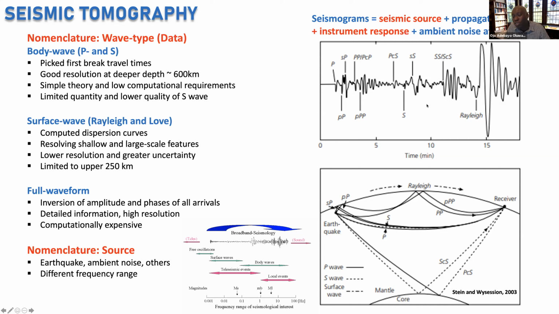So we also have a generation of models where we have a combination, where people do joint inversion of both body wave and surface wave just to take advantage of the complementary sensitivity of these data sets to one another, and then build a model that is much more robust. But in recent generations of models, we have what we call full wave tomography. In full wave tomography, rather than just pick each of these seismic phases, why not use all of the information? In this case, we're using all of the amplitude and phase information of all these arrivals that we can find in our seismogram. That's going to provide you very detailed information about the subsurface.